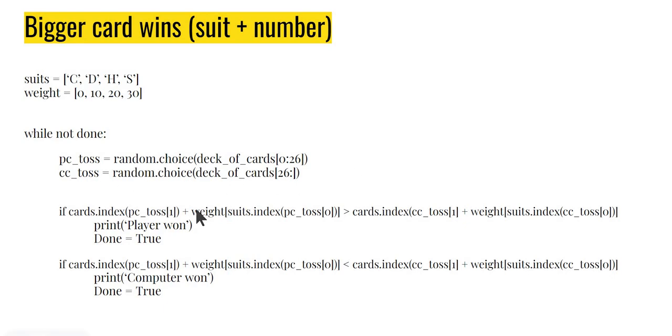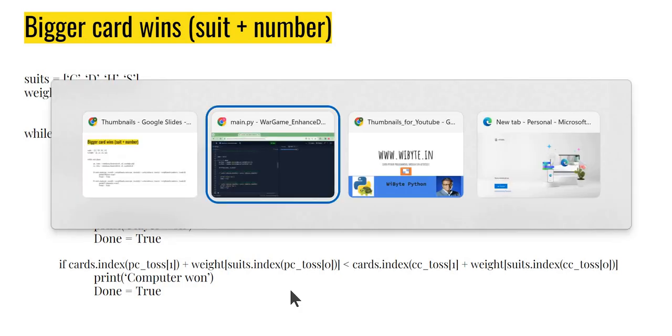If my player is, let's say, bigger based on these two metrics, then I say player is the winner, else I say computer is the winner. Let's see this working. This is in fact quite interesting. We have now combined the suit and the number in a very interesting manner.